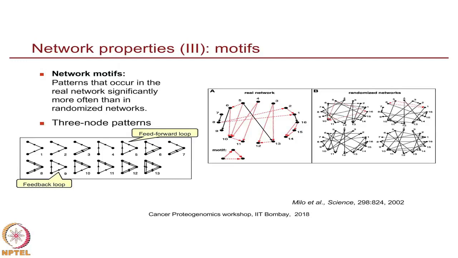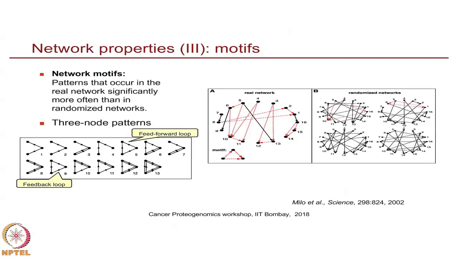For example, this pattern is very well studied. It's like the feed forward loop, right? Node A can have a positive relationship with node B, and then through node C, it also has A, C, B, right? So it's called the feed forward loop, and this is called a feedback loop. So basically, it goes around.